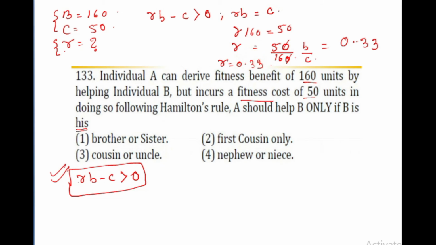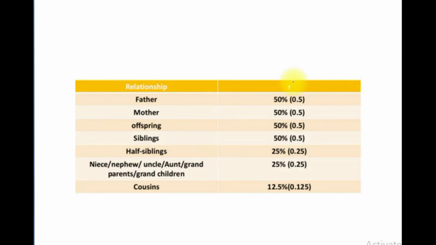Now let us see the chart. This is the value of r. When it is 0.5, the relation will be father, mother, offspring or siblings. If it is 25% or 0.25 of relatedness, it is half sibling, and nephew, niece, uncle, aunt, grandparents or grandchildren. Okay. When it is 0.125 of relatedness, it is a cousin.